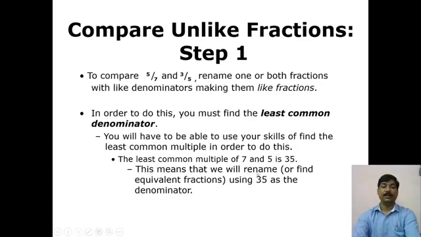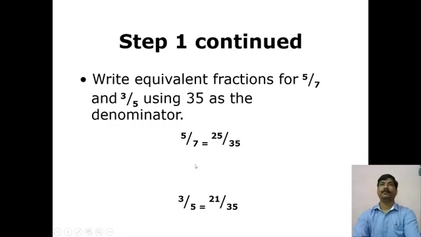This means that we will rename or find equivalent fractions with the denominator 35. After finding the LCM, we are making these fractions into equivalent fractions with the denominator 35. So, which fraction is equivalent to 5 upon 7 with denominator 35?